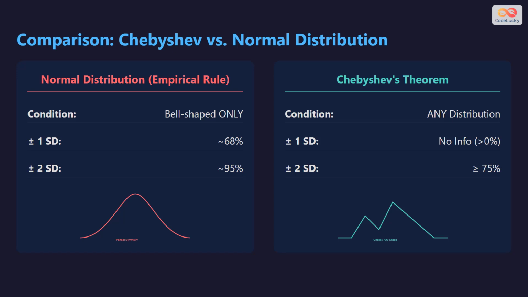It is helpful to compare this with the normal distribution or the empirical rule. The empirical rule is very precise. It tells us about 68% of data is within 1 standard deviation, and 95% is within 2. However, it only works for bell-shaped curves. Chebyshev's theorem is less precise. It tells us nothing useful for 1 standard deviation and only guarantees 75% for 2. But its strength is its versatility. It works for chaos, irregular shapes, and completely unknown distributions where the empirical rule fails.